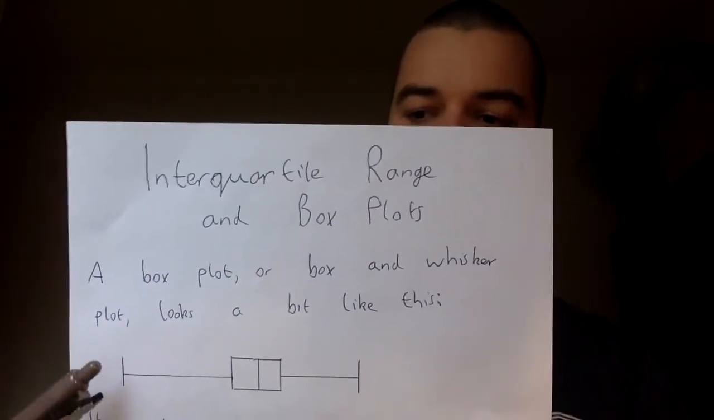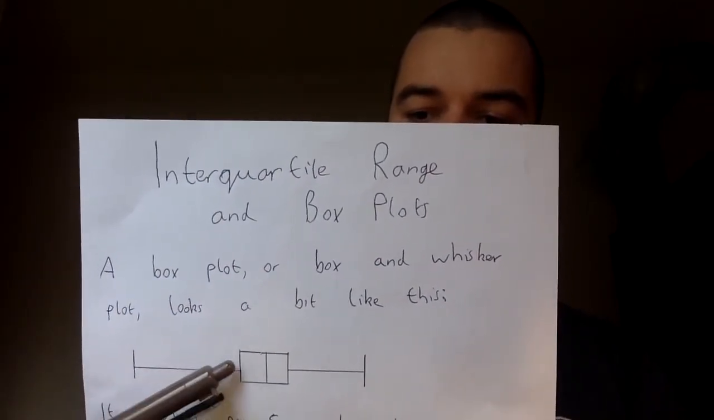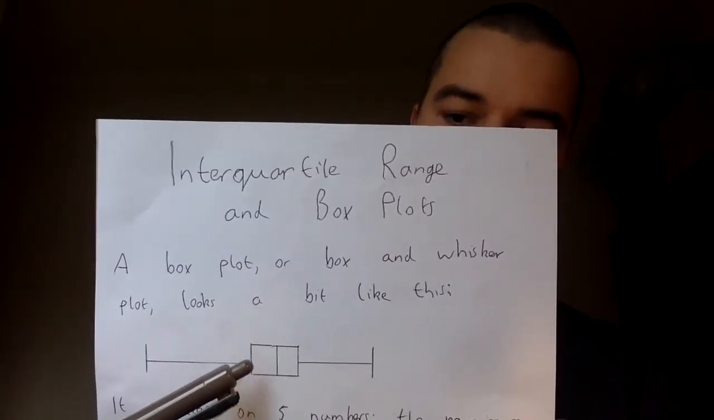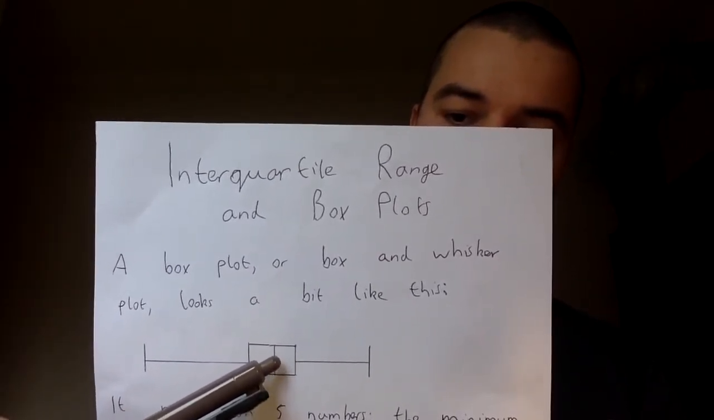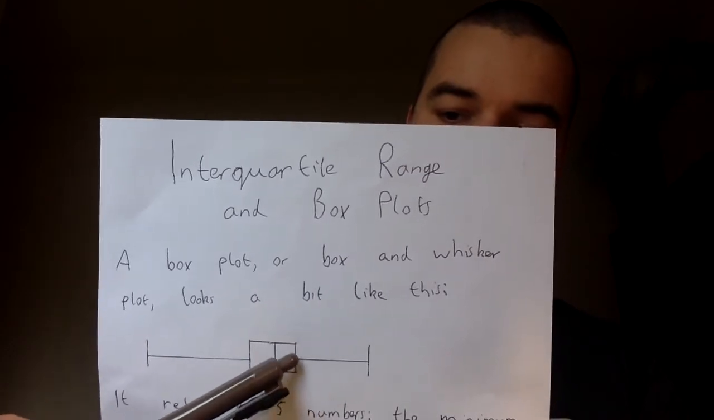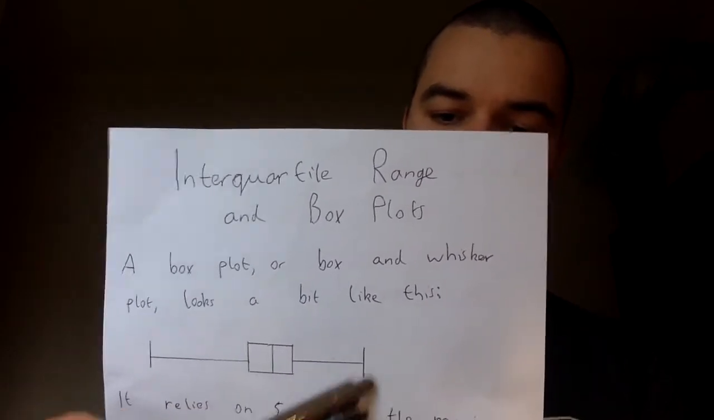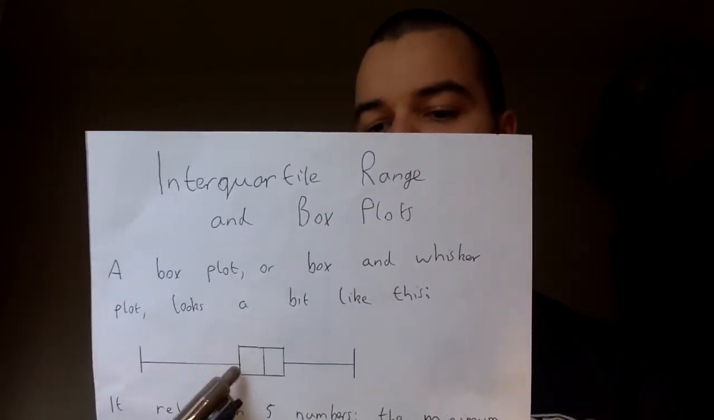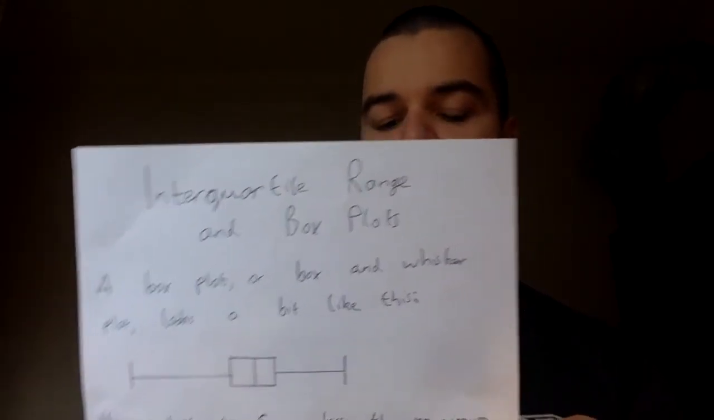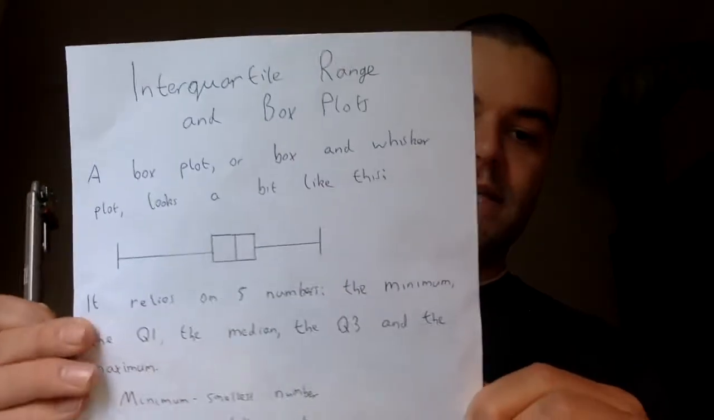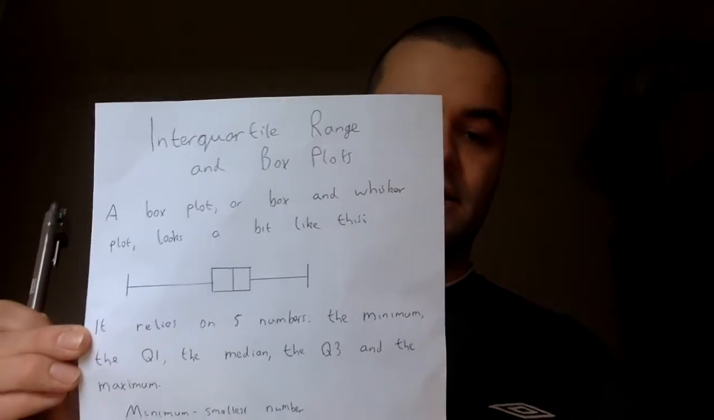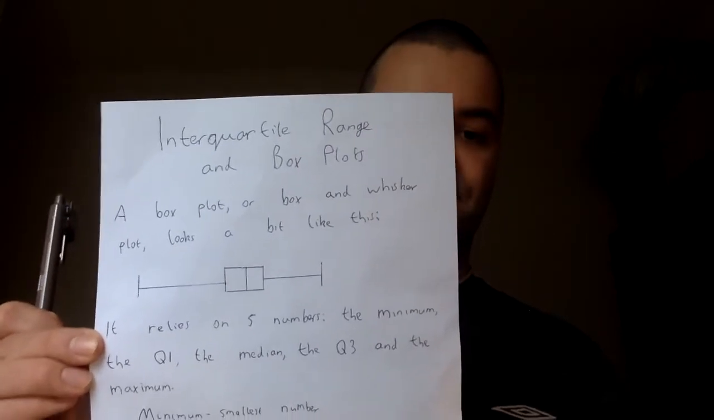So you always have a vertical line, then a long line coming along to a box which has a line at the beginning, a line somewhere in the middle of it, and a line at the end, then another line to one at the end, all right? And each of these vertical lines, 1, 2, 3, 4, 5, relies on a number. So we call those numbers the minimum, the Q1, the median, the Q3, and the maximum.